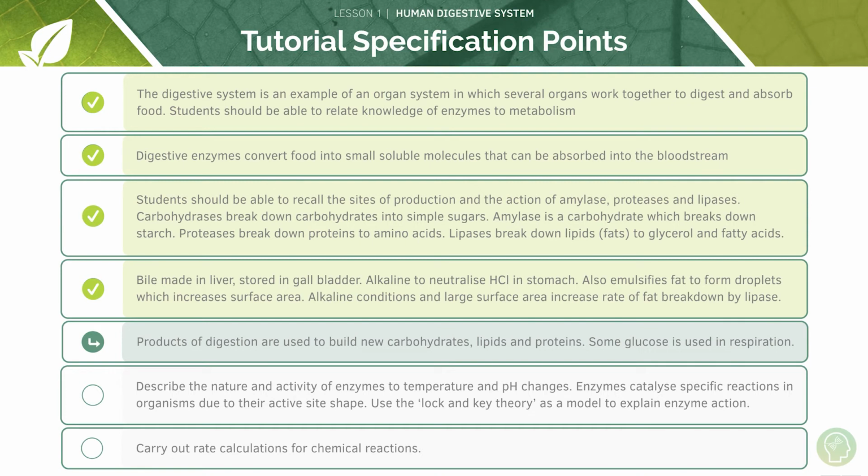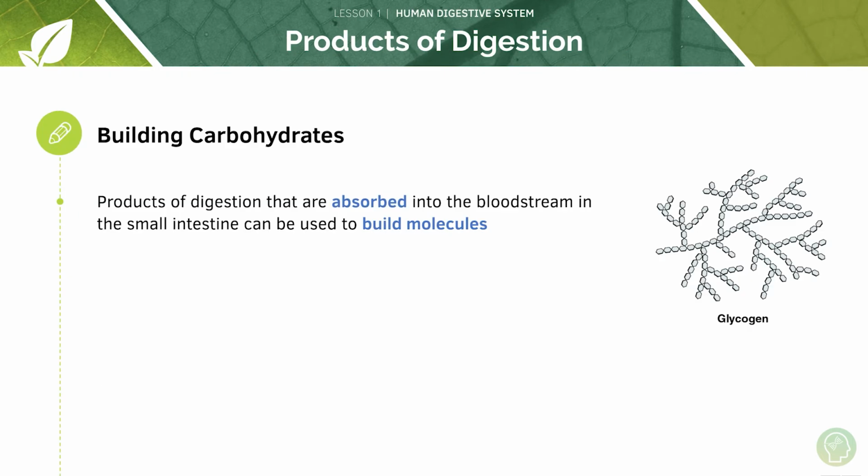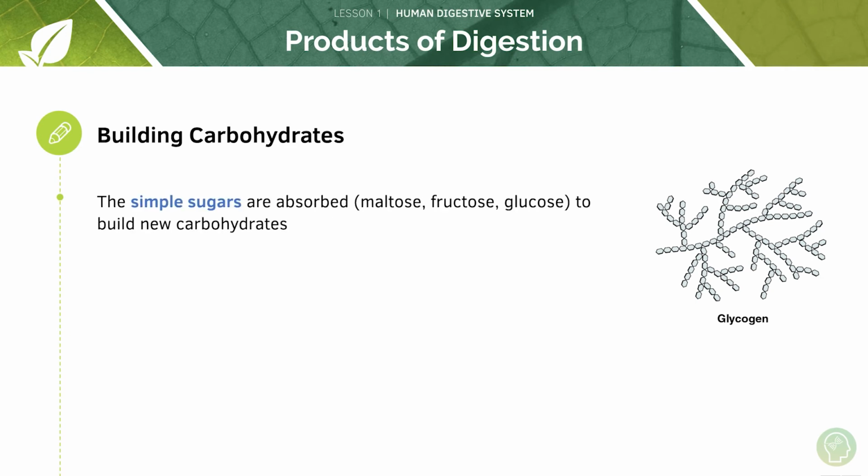Now, we've had digestion occur, so we've absorbed these smaller molecules up into our bloodstream, but what happens from there? Well, once the products of digestion are absorbed into the bloodstream, the body can use it to build molecules. So, for example, the simple sugars that are absorbed, such as maltose, fructose and glucose, can be used to build new carbohydrates. So, glucose can be stored as glycogen in the liver, and this provides an energy store.